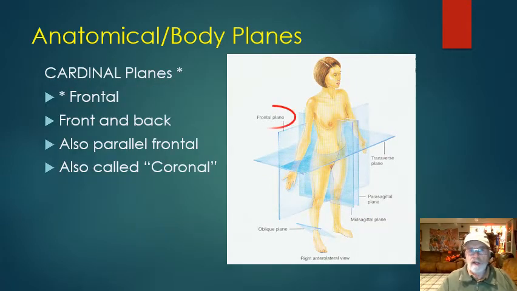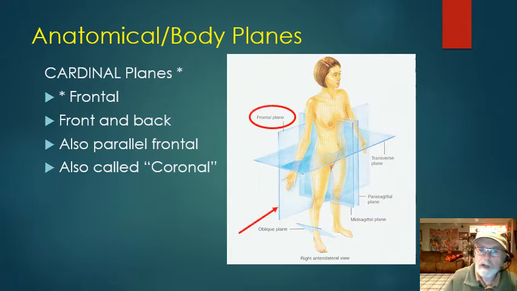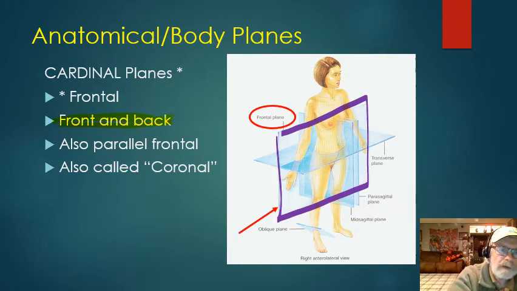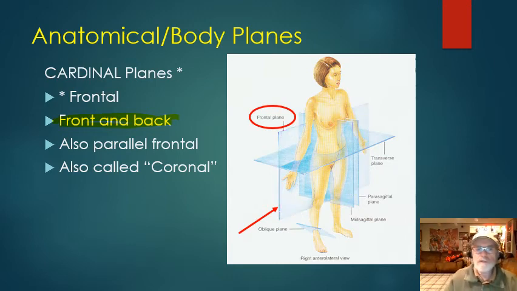The second plane we have is called the frontal plane. Okay, and here's the frontal plane. Now the frontal plane is going this way, this way, this way, this way, and it's dividing the body into a front and a back. So now we have a front and the back. This frontal plane is also called the coronal plane. So if you see the word coronal, it also means the frontal plane. It divides the body into a front half and a back half.